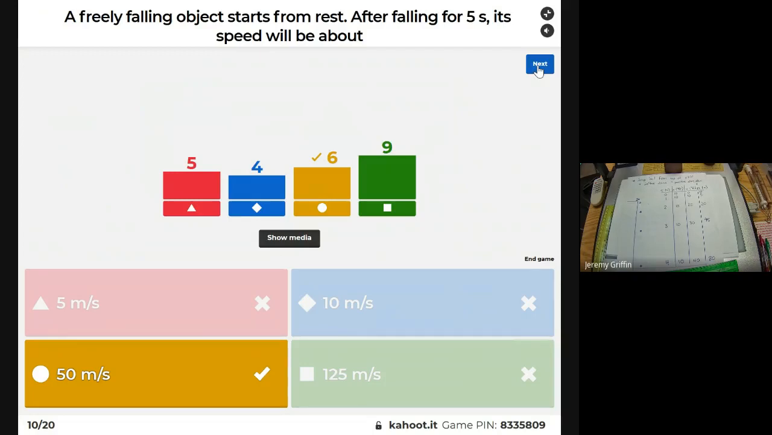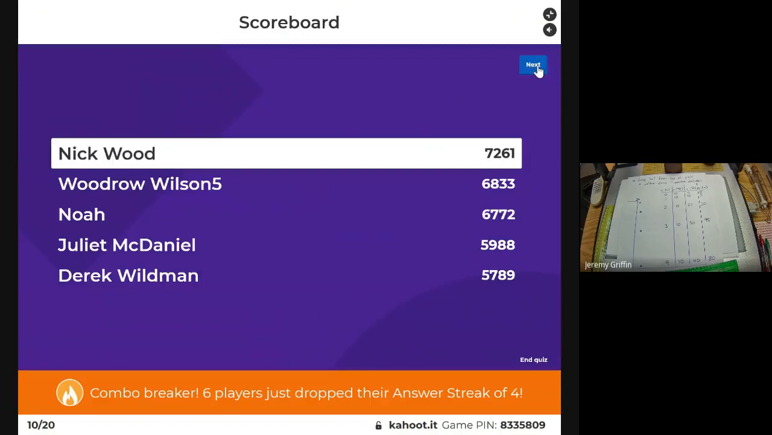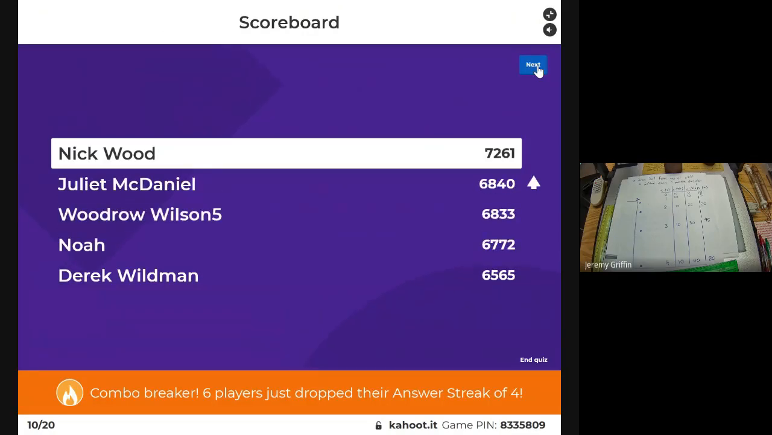Right? How far did it fall? 125. About 125 meters. Wait, how'd you guys know that? College. Guys, you guys get kicked back to high school. Nick, Juliet, Woodrow Wilson, Noah, and Derek.